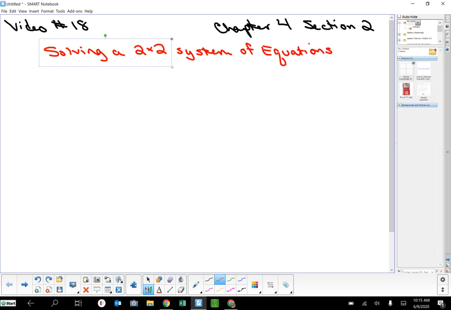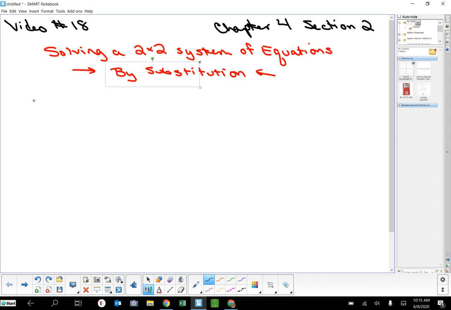Remember, a 2x2 means x and y, so it's a linear system, and we're solving by substitution, which means that we're going to take one equation and plug it into the other one.